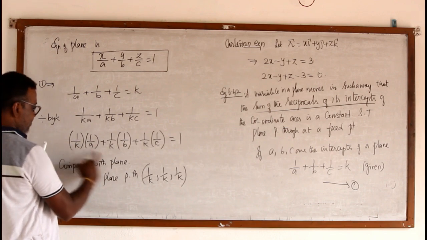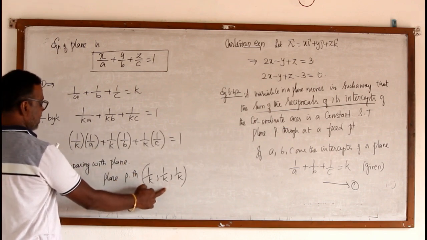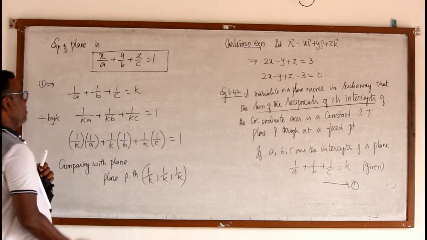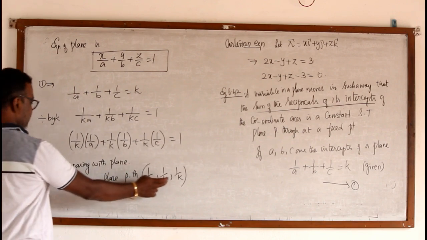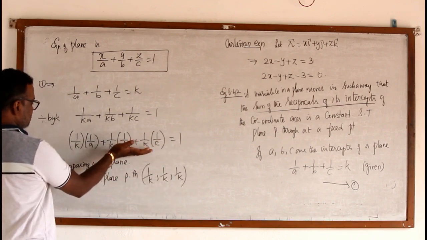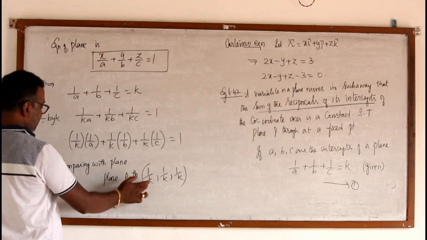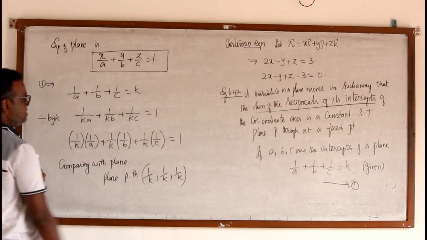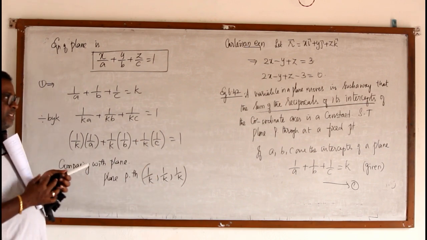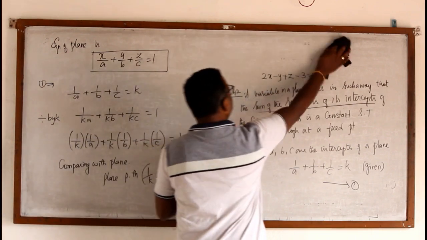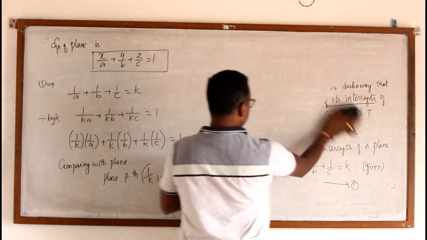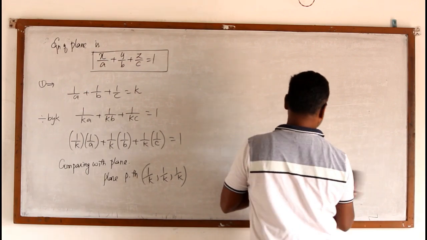So in the place of x I have 1/k, in the place of y 1/k, and in the place of z 1/k. So instead of x, y, z I can substitute, and this equation will be satisfied. Therefore the plane passes through the constant point (1/k, 1/k, 1/k). With that, this problem is proved. So with that, all the examples are over. Now we should go for the exercise.